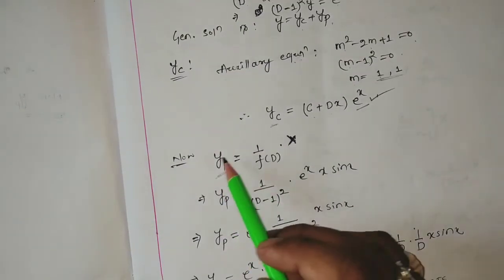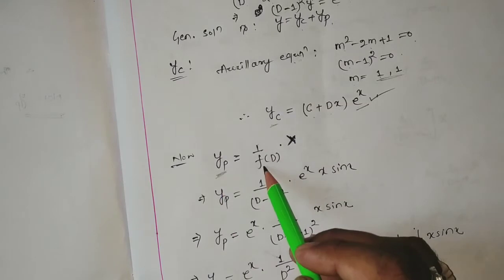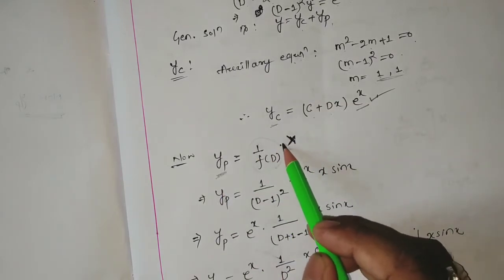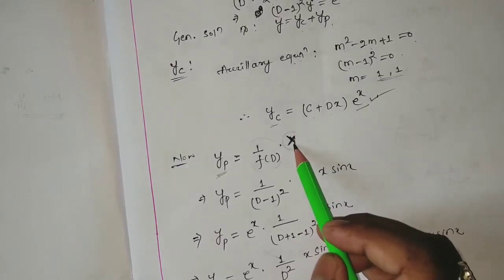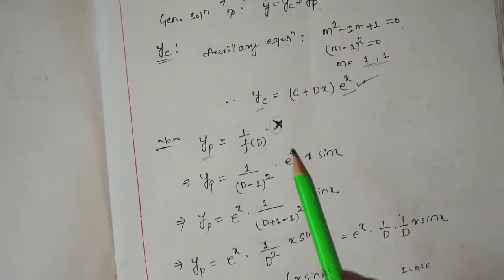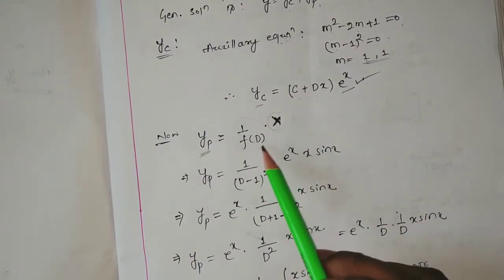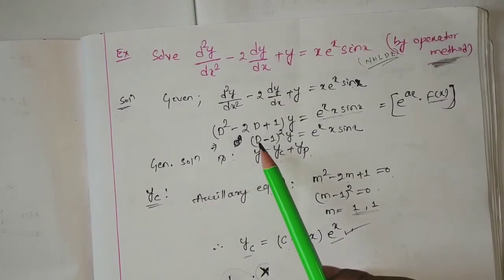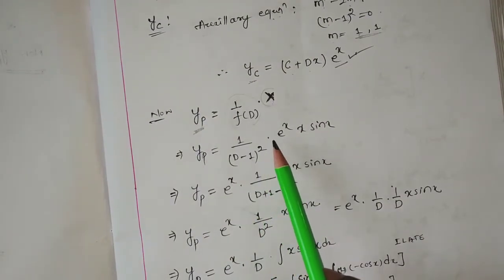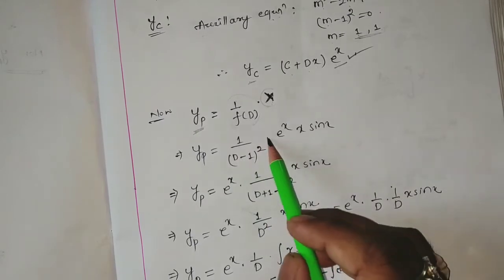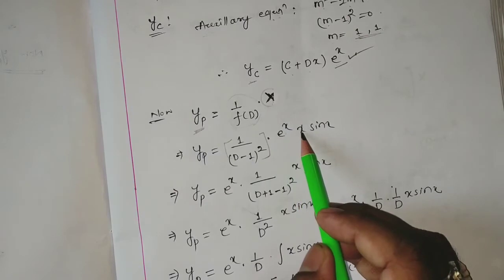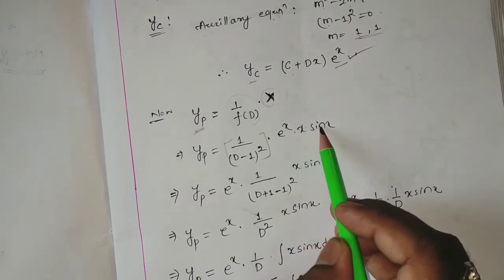In general, the particular integral is 1 by f(D) operated on the right hand side function, that means x eˣ sin x. We have to substitute this. So f(D) is (D minus 1)². So 1 by (D minus 1)² is operated on eˣ x sin x. Actually it is not multiplied, it is operated.